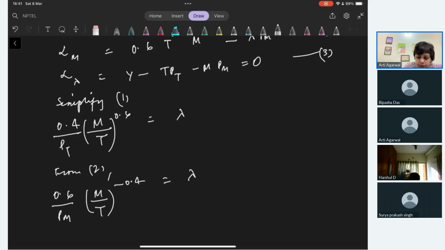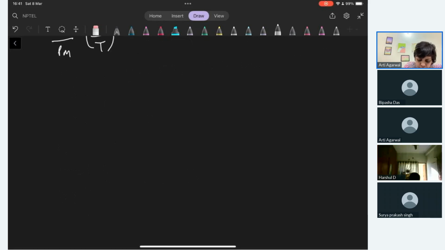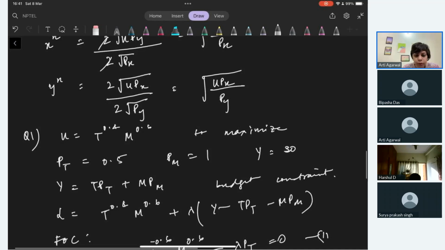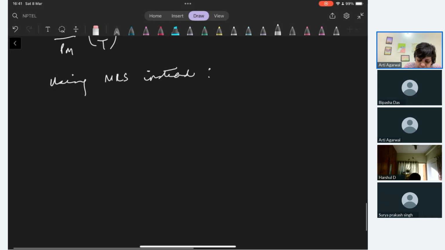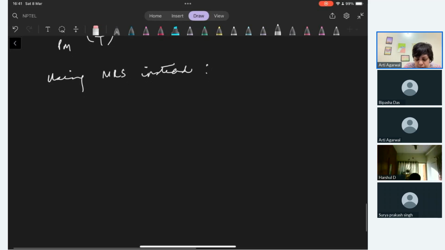Let's do the MRS way. That is actually pretty simple. So using MRS instead, I will update this sheet and I will solve the Lagrangian separately, because this is a complicated expression. If it is just a linear function, it's pretty straightforward, but this is 0.4, 0.6 powers, so I can't manipulate it like that. Okay, so let's do this. This is pretty simple. This is ut by um equal to pt by pm. This is the normal method we use, MRS equal to MRT, right?